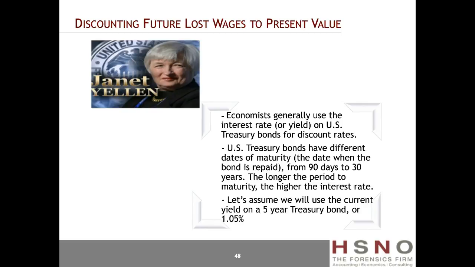I usually use an average of 90-day and 10-year, just to be sort of in the middle of the stream, and right now I'm using a discount rate of about 1%. We assume we're using the current yield on a 5-year Treasury bond, or 1.05%.